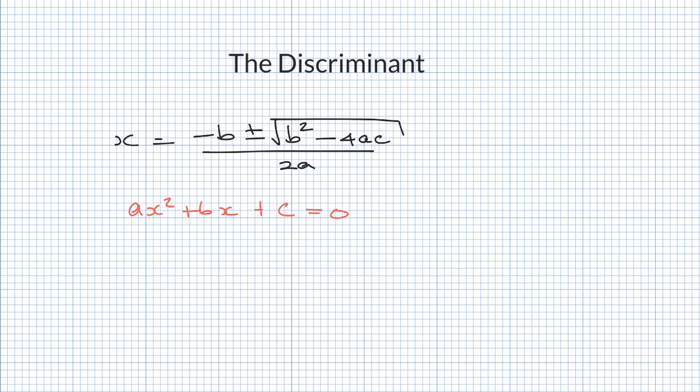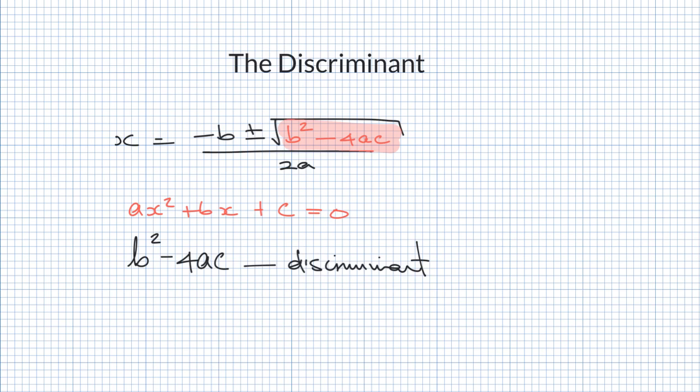But one of the things that affects that quadratic, or what happens to it, is what happens inside of that square root. Well, that says a lot. Let's find out some of the things that it says. That b squared minus 4ac is what we call our discriminant. And this tells us a lot.